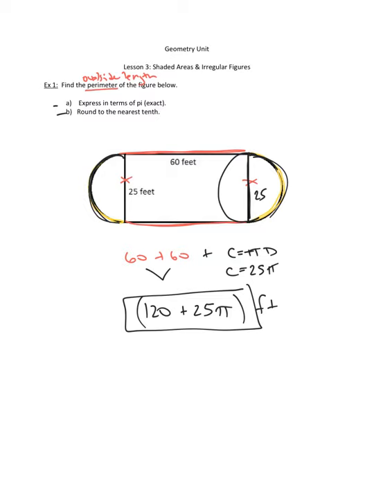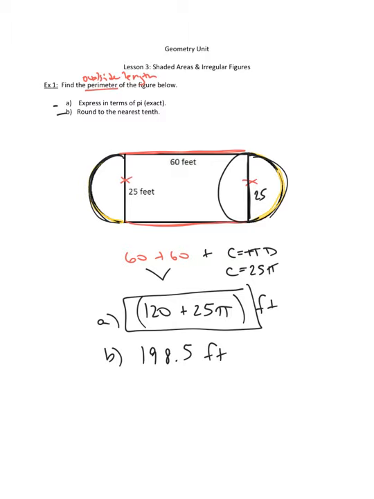To the nearest tenth, this is part B. I would go on my calculator and do 25 pi, take that decimal and then add 120 to it. And rounded to the nearest tenth, it is going to be 198.5. And this would be feet.